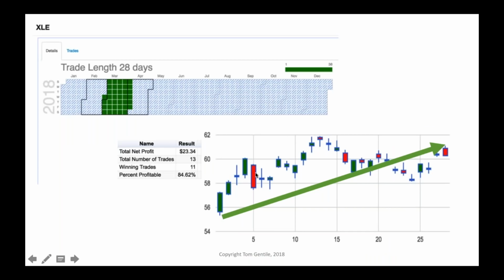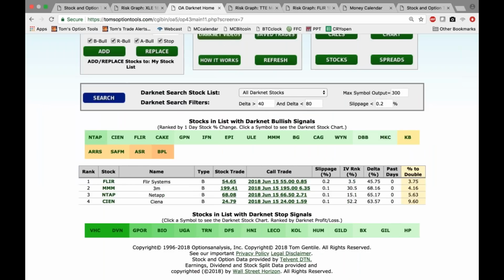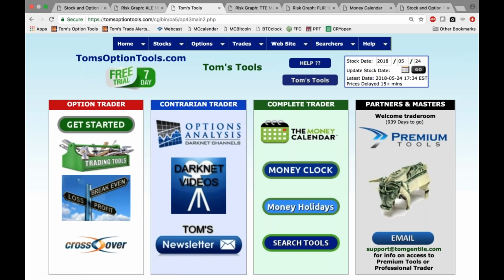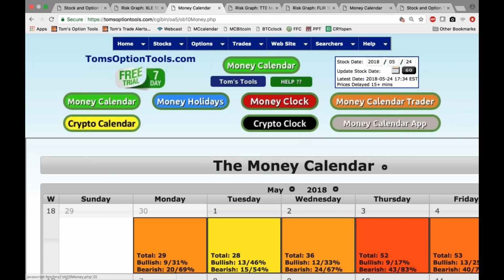All right, so let me show you, and we'll go through some case studies with money calendar. To get the money calendar, again, I go to Home, go to Tom's Tools. For those of you that have access to our Complete Trader, or you're looking at a free trial with Complete Trader, go click on Money Calendar. And look at all this other stuff we've added. For those of you that haven't seen some of the stuff we've done, we've got some fantastic stuff out here.